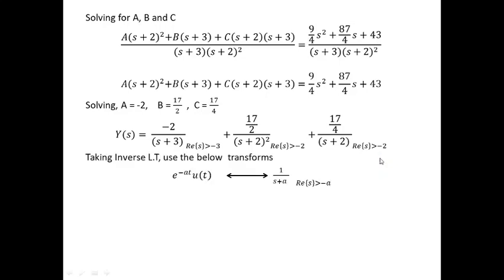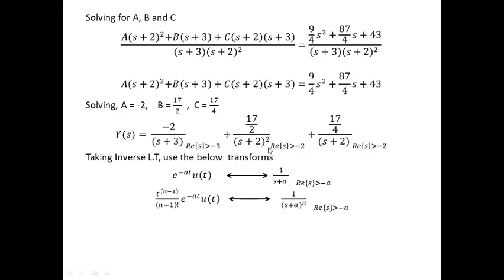Taking inverse Laplace transform for the first term and the third term is straightforward. Minus 2, 1 by s plus 3. So 1 by s plus a, real part of s greater than minus a. Just take inverse, you'll be getting e power minus a t u of t, which is a well-known formula that you have to remember. However, for the second term, you have s plus 2 the whole squared.